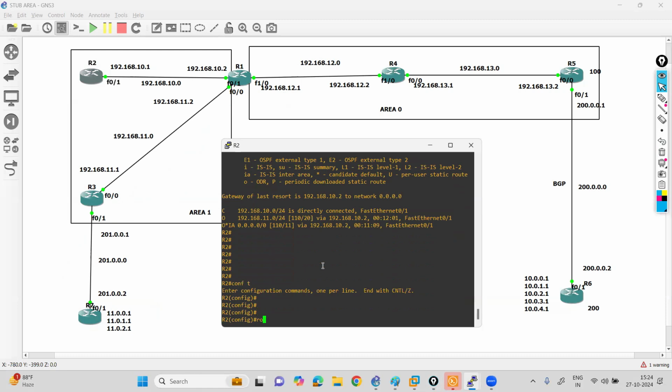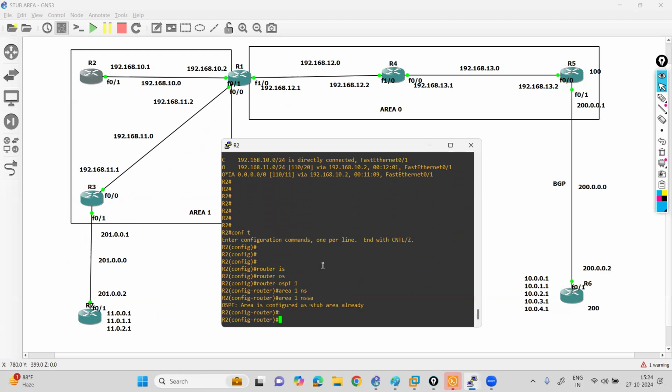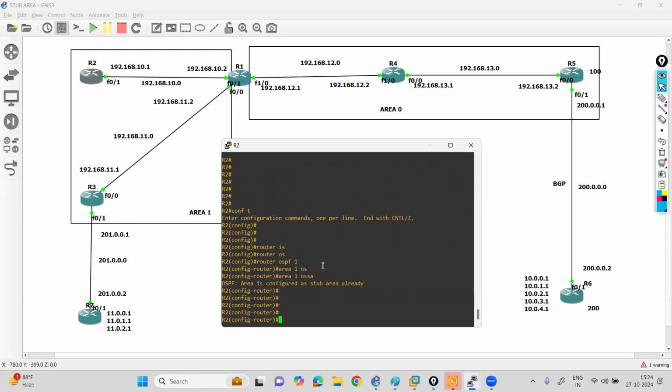Okay, how can we do that, dear? Configure terminal, router OSPF 1, area 1, NSSA. But it is saying that before configuring the NSSA, you have to remove the previous configuration that we configured in stub area. So how can we do that? We have multiple options for that.